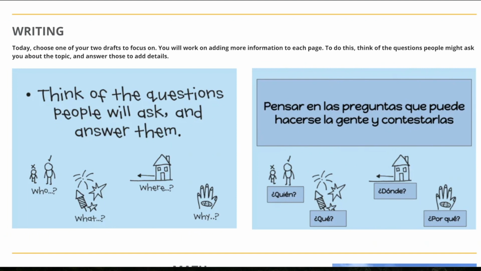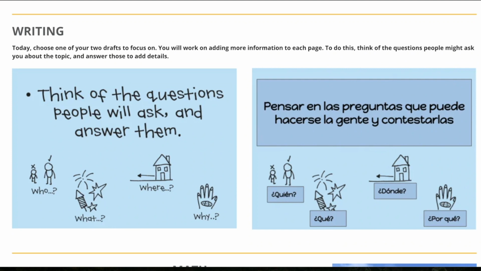Now, this is a thing that authors do all the time. You try to consider what your reader is going to be wondering about. You kind of have to do a little bit of predicting what your reader is going to be asking you about. So today's anchor chart says, think of the questions people will ask and then answer them.